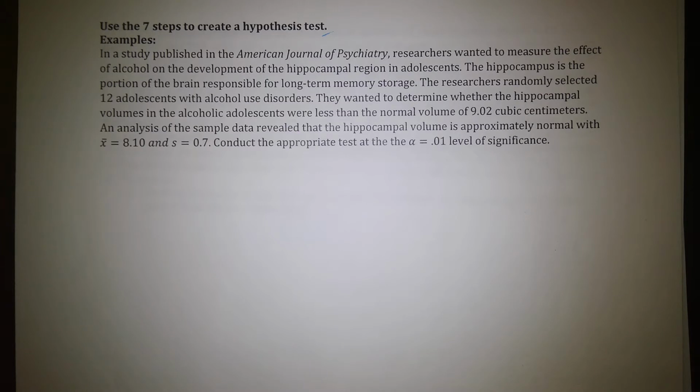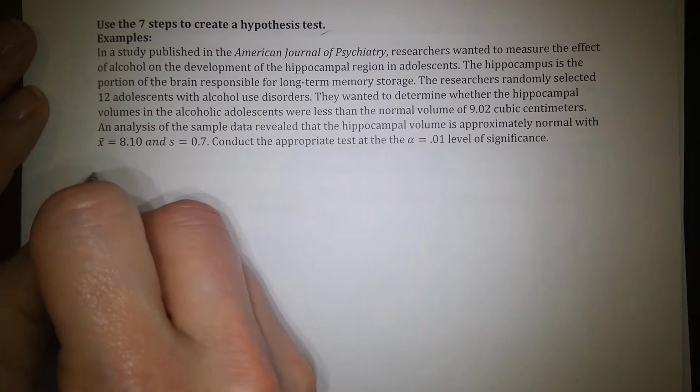The researchers randomly selected 12 adolescents with alcohol use disorders. They wanted to determine whether the hippocampal volumes in the alcoholic adolescents were less than the normal volume of 9.02 cubic centimeters. An analysis of the sample data revealed that the hippocampal volume is approximately normal with a sample mean and sample standard deviation given, and we're going to conduct the appropriate test at the 0.01 level of significance.